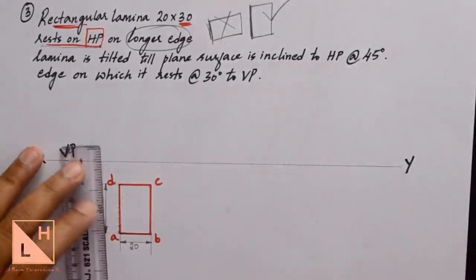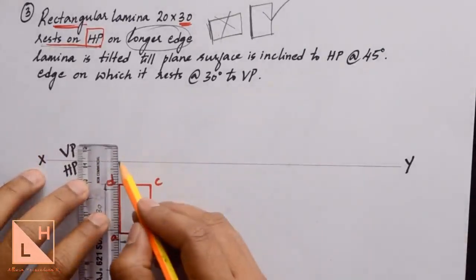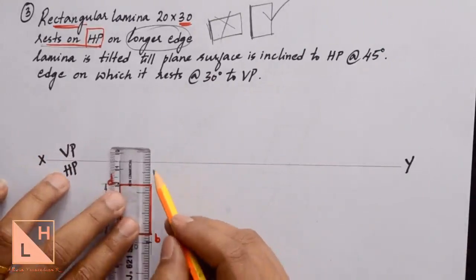Since the plane looks like a plane in the top view, it will look like a line in the front view. Draw projection lines from every corner.